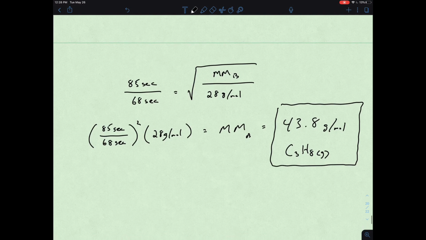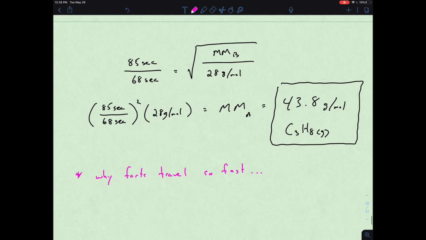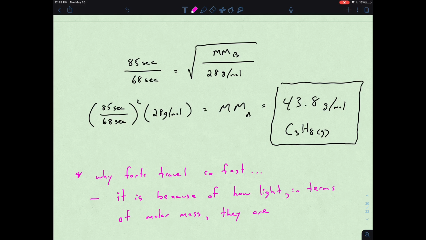And so this takes us full circle to the idea of why farts travel so fast. And it's because of how light they are in terms of molar mass.